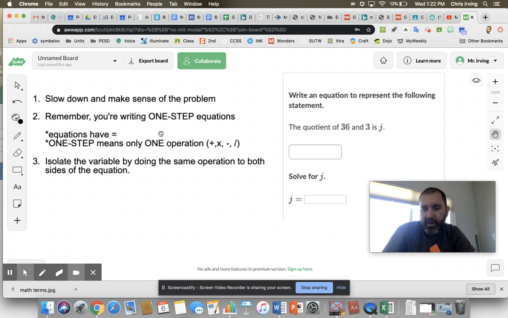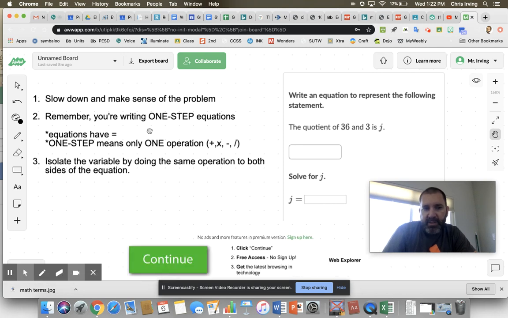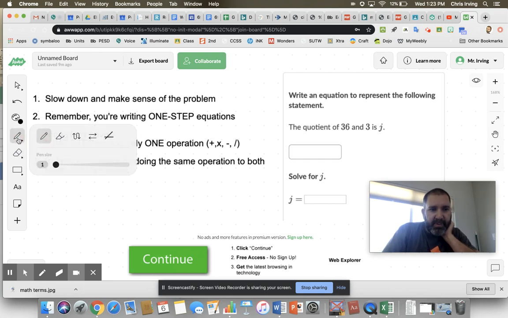Step 2, remember, you're only writing one-step equations. And what does that mean? Well, an equation, first of all, means that it has to have an equal sign. And the word one step simply means that you're only putting in one operation. And that operation could be addition, subtraction, multiplication, or division. And step 3, you're going to isolate the variable by doing the same operation to both sides. Now, you won't have to do that for every single one of these, but you will have to do it for some of them. All right, so let's take this one for example, this first one.